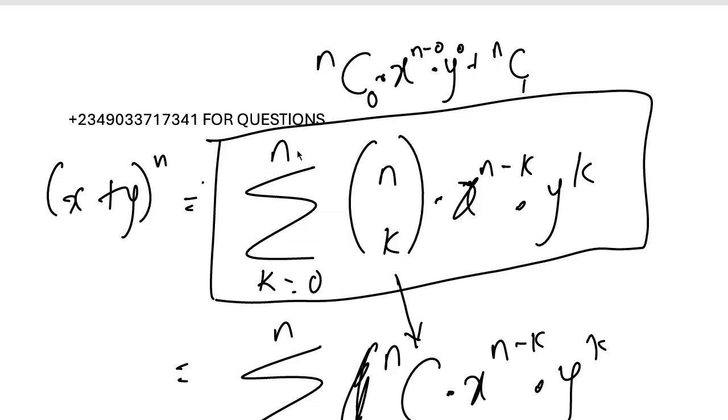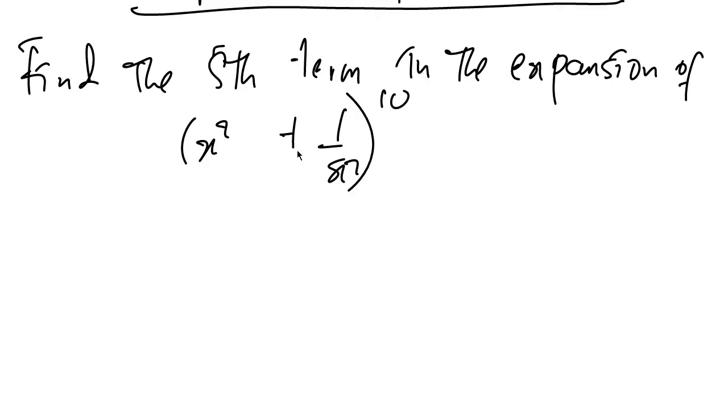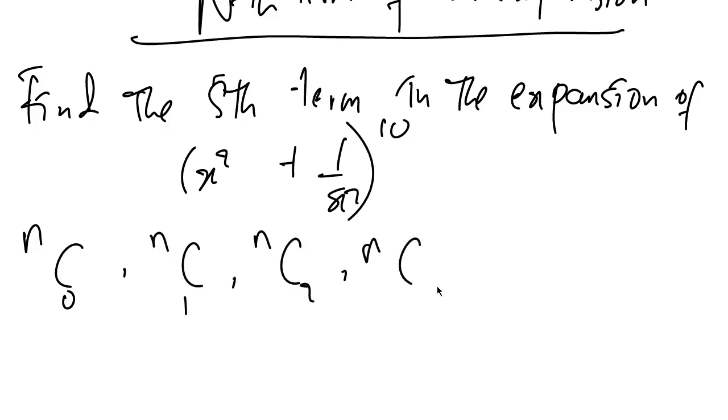That is why at the end of the day, if it's to the power 3, you will now have 3 combination 3. So what is the idea here? If you are asked to find the fifth term, if the first term is associated with n combination 0, the second term is what? n combination 1, n combination 2, n combination 3, 1 2 3 4. That means the fifth term will be what? n combination 4. So don't make the mistake of doing 10 combination 5 to find the fifth term, because all these things start from 0.